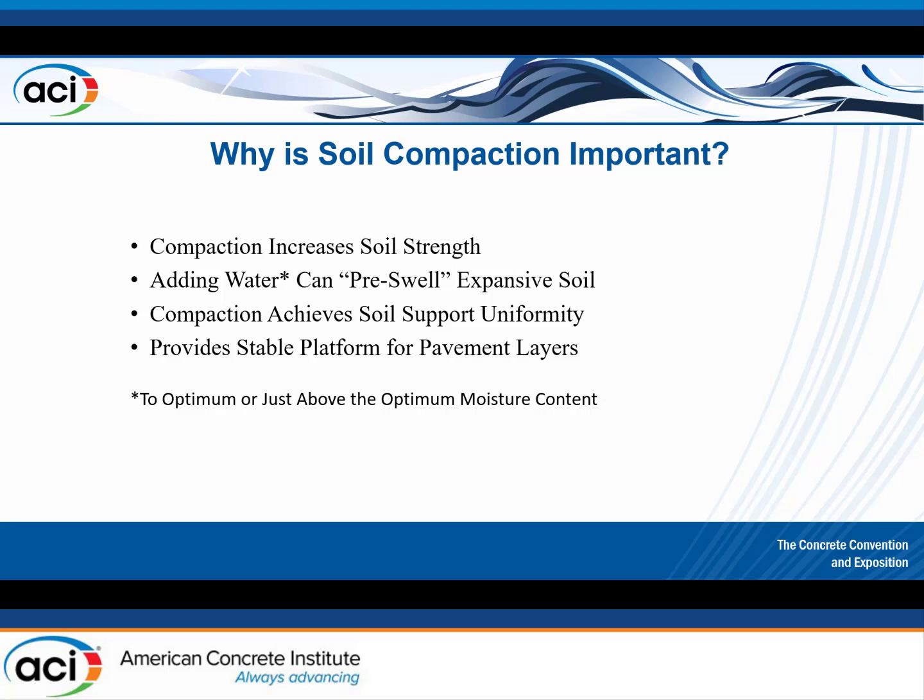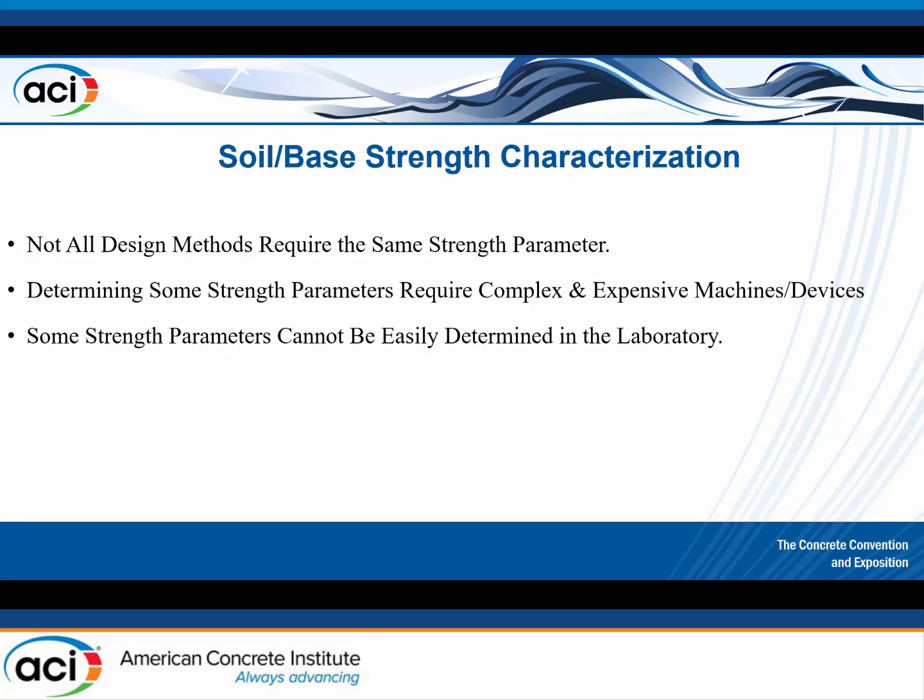But what we're trying to do through compaction is get that soil support uniformity that I talked about earlier. And then again, when we compact, we get a stable platform to be able to place the other layers on top, right? If we don't do a very good compaction of the subgrade, and then we put a base on top of that, it's very difficult then to get our base compacted to where we want it, all right? So we're trying to get stable layers as we build up.